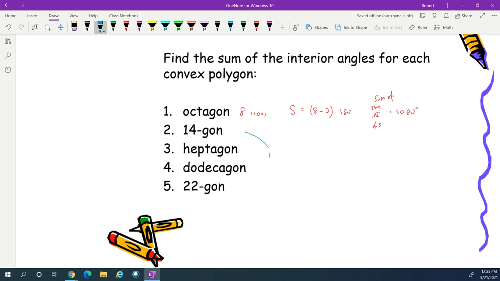A 14-gon means 14 sides. So the sum equals the number of sides minus 2 times 180. So the sum of the interior angles, 12 times 180, equals 2,160 degrees. Straightforward formula. Sum equals n minus 2 times 180.